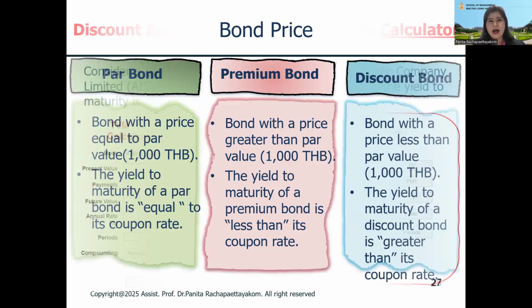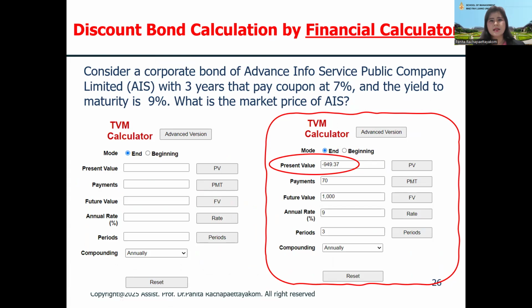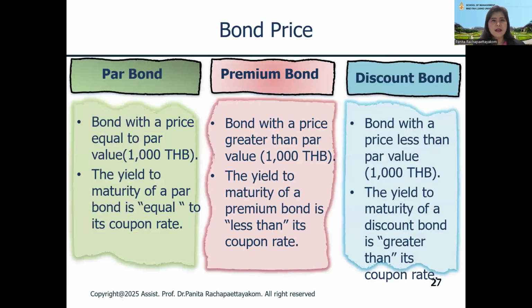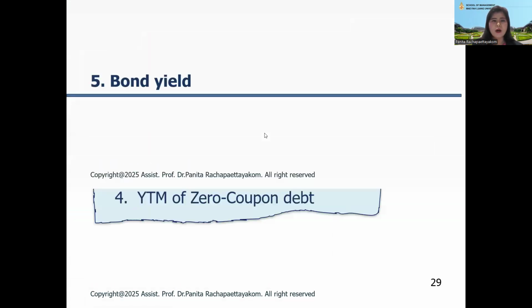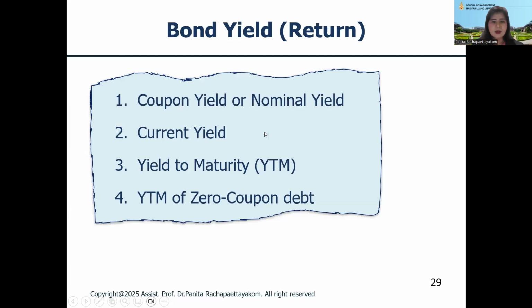We have already covered the bond price. On this slide, I just gave you the summary of the bond price, that is, the par bond, premium bond, and discount bond. So we are done with the bond price, and we move to the bond yield. What is the bond yield? It is the return on investing in a bond.